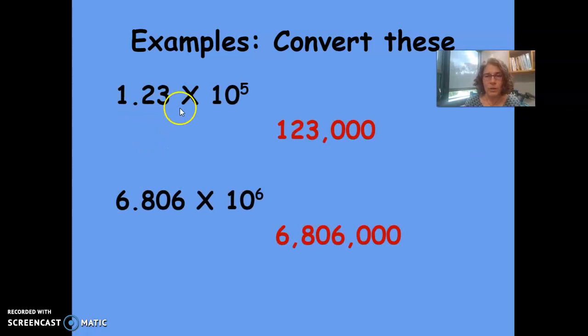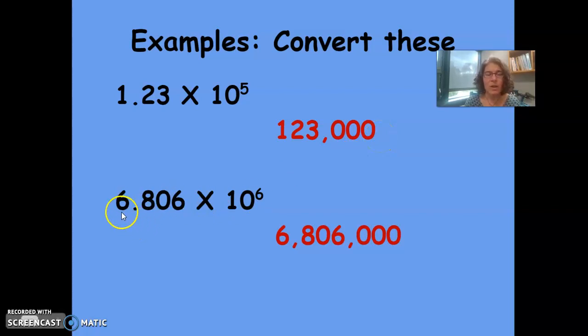Here we have 1.23 times 10 to the 5th. When we convert from scientific notation into standard form, we're going to move the decimal point here to the right because we have a positive exponent, 5 places. So we move it over 1, 2, 3, 4, 5. We have a couple of zeros that we need to put in for placeholders, so this number becomes 123,000. Our decimal point would be here to the right of the last 0.